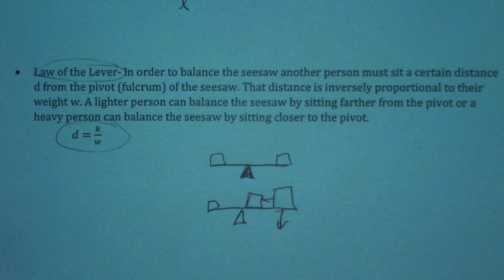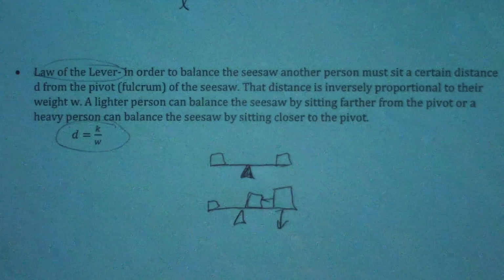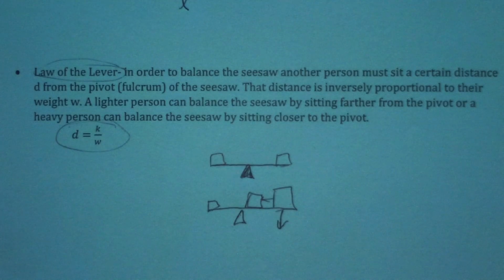Okay, so we got two people on a seesaw or teeter-totter. We got Carrie and Madison trying to balance it. Carrie weighs 34 kilograms and is 1.8 meters from the pivot. Madison weighs 38 kilograms. How far away from the pivot, and the pivot's just that fulcrum or that middle point, should she sit to balance Carrie?